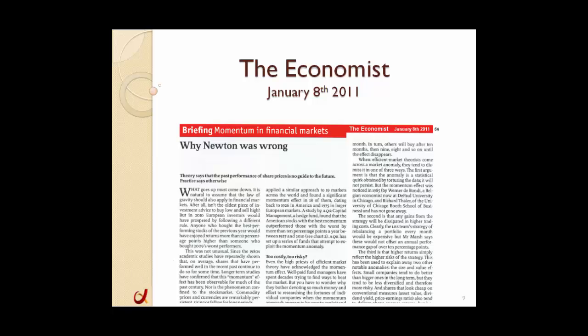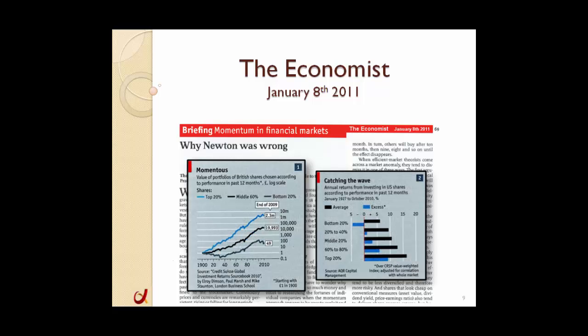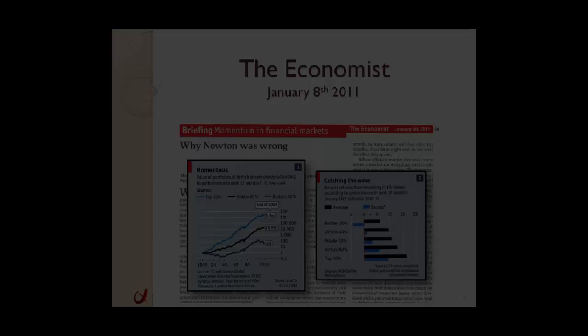Other evidence that trends exist can be found in this nice article in The Economist from 2011 entitled Momentum in Financial Markets, Why Newton Was Wrong. The article contains these two charts. The left one is a Credit Suisse study regarding British shares chosen for performance in the past 12 months and showing that the top 20% well outperformed the other groups. The right one is an AQR capital management study for US shares conducted in a similar manner, showing a similar outperformance of the top 20% ranked stocks.